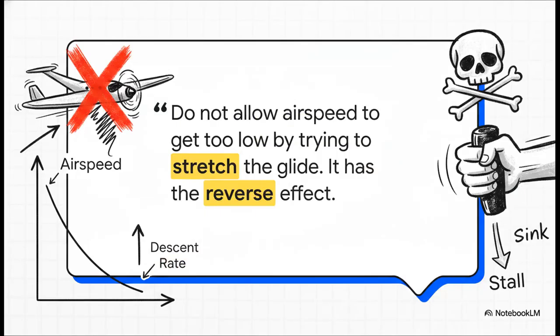I really need to emphasize this golden rule directly from the manual. Never, ever pull back on the yoke to try and stretch a glide. It is a fatal trap. Pulling back just kills your airspeed, and when you get too slow, your flight path actually steepens even more, causing you to sink right into the dirt short of the runway.